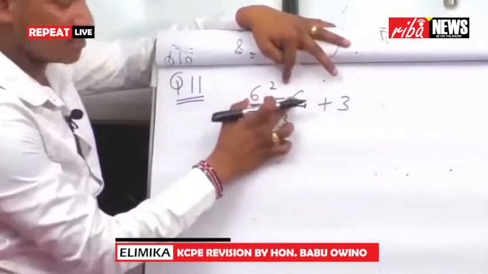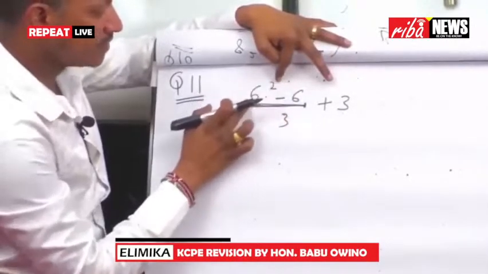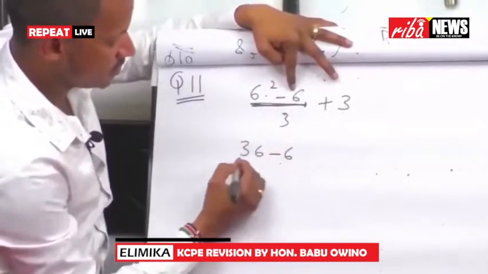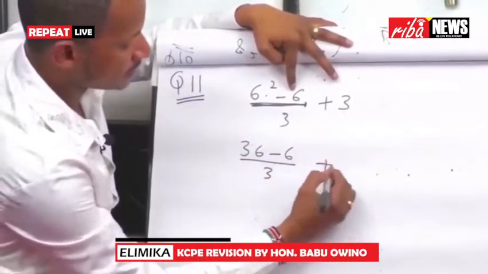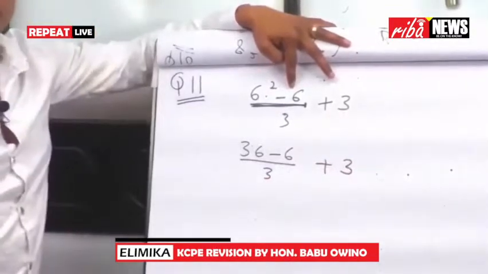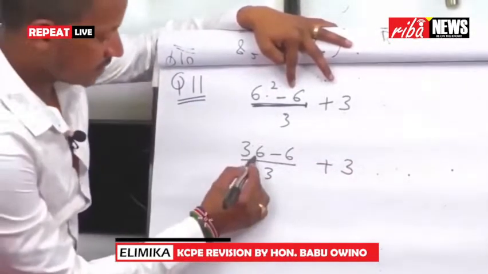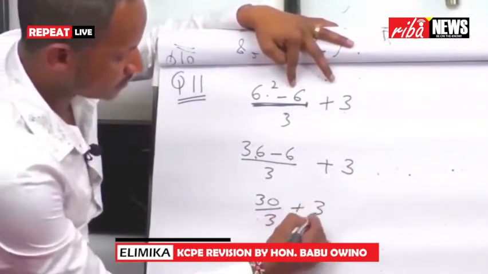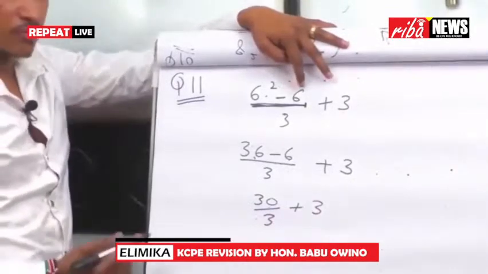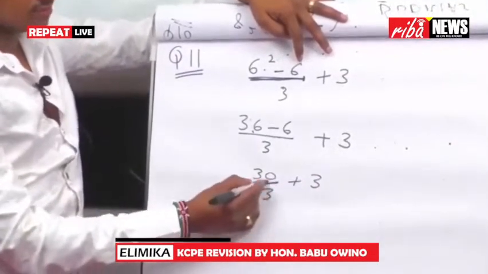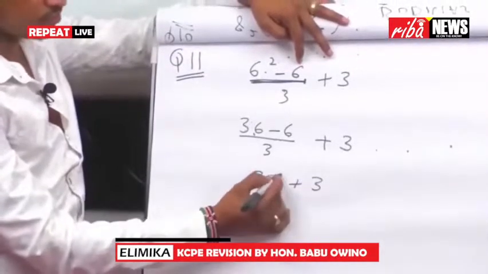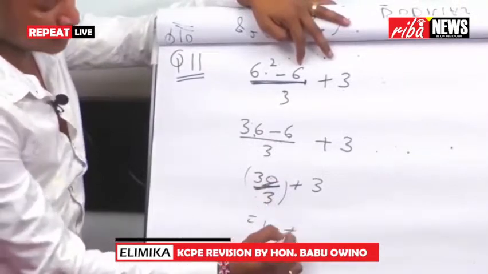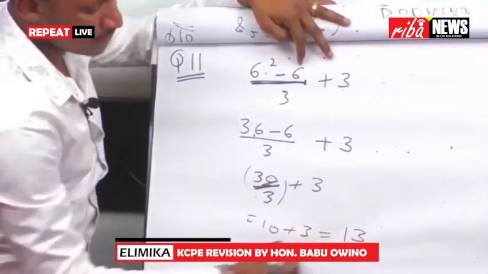So solve the numerator of this. 6 squared means 6 times 6, which is 36, minus 6, divide by 3, plus 3. 36 minus 6 is 30, divide by 3, plus 3. So you can notice the difference. This division sign does not cover 3. Therefore, we will only work out this first, which is 30 divided by 3 is 10. Then you add to 3. You get 13.